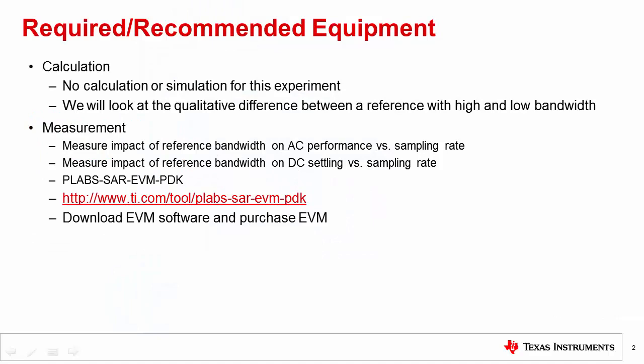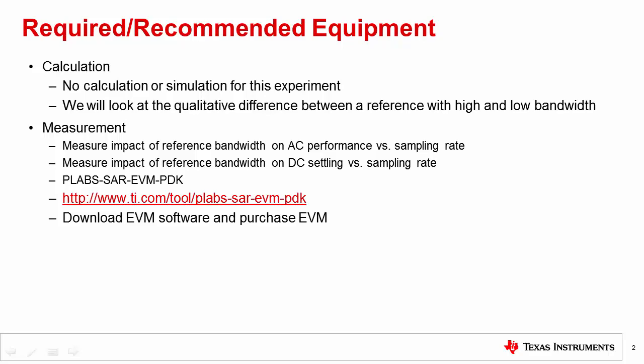In the lab's lecture, we described how the ADC performance is impacted by the bandwidth of the reference buffer. In this experiment, we will look at the difference in performance for an AC and DC input signal. We will also see how sampling rate affects reference settling performance. All measurements will be done on the Precision Labs SAR-EVM PDK.